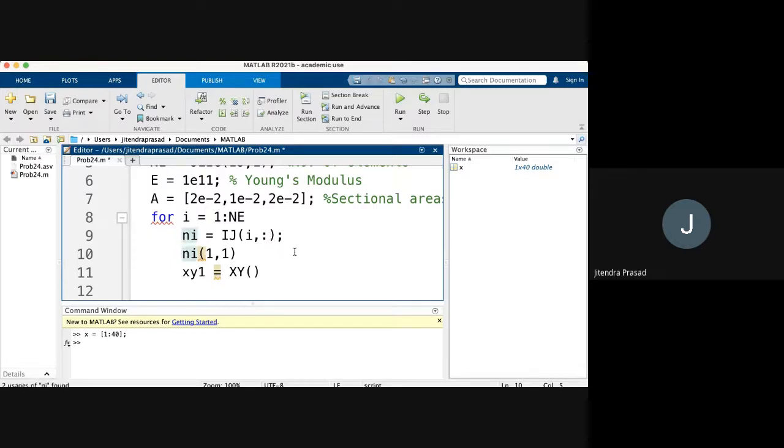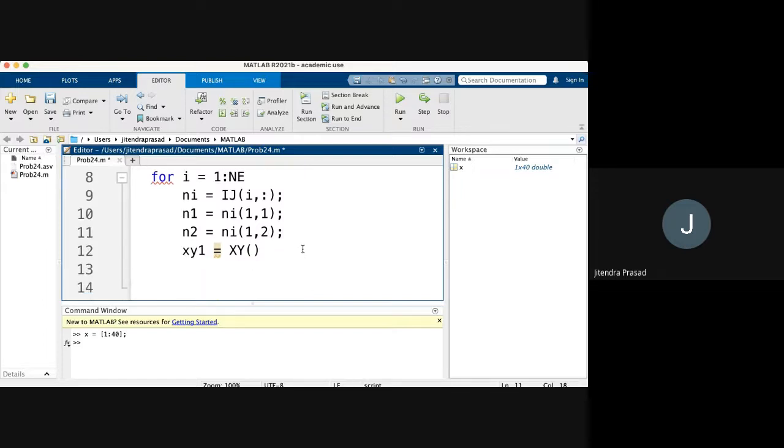Now what we are going to do is separate out the nodes. So n1 is equal to ni11. This is node number 1. n2 is equal to, I'm writing it in a long way so that you can understand. Otherwise, it's possible to write it very fast or in a shortcut manner. I will share with you some file which is already programmed, so you can run it. Now n2 is ni12. So we got node number 1, and this is node number 2.